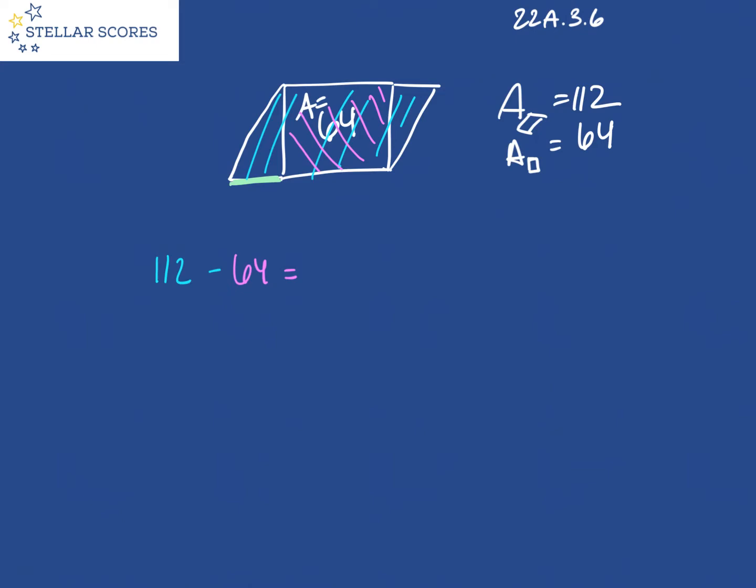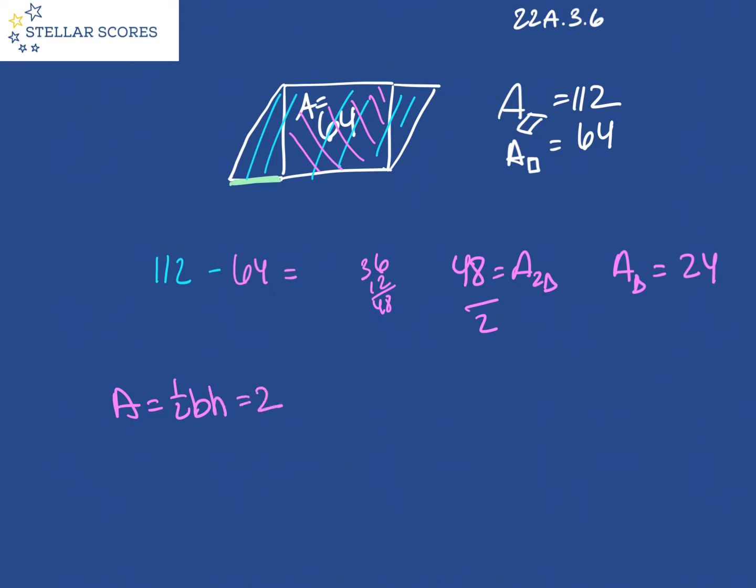This is the no calculator section, so I need to do the math in my head. So let's see, 64 and 6 would get me to 70, and then 30 would get me to 100, and then I still have 12 more on top of that, so that's 48. All right, so 112 minus 64 is 48. Okay, so I know that's the area of both triangles, right? So let me divide by 2 to get the area of one triangle. So the area then of one triangle is going to be 48 divided by 2, or 24. All right, so now I know the formula for area of a triangle is 1/2 base times height, and that is equal to 24.